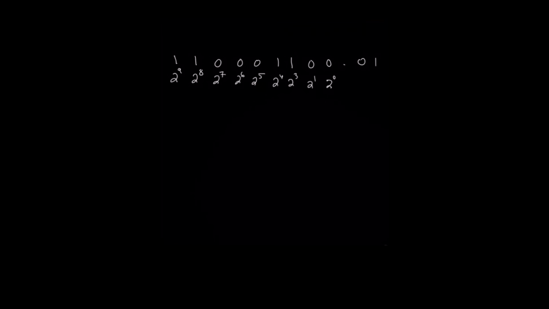Oh, wait, I made a mistake here. I skipped number 2 for some reason. So 2, 3, 4, 5, 6, 7, 8. And here, as we said, we will start from the left side, 2 to the power of negative 1, 2 to the power of negative 2. So, ignore the zeros.